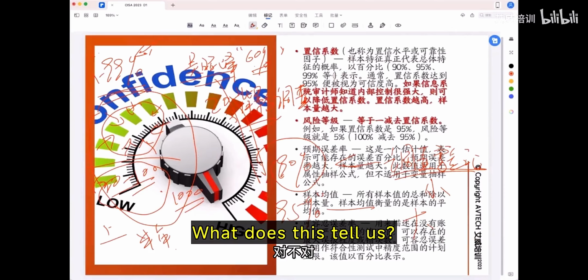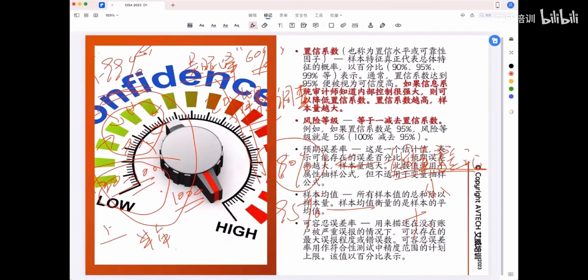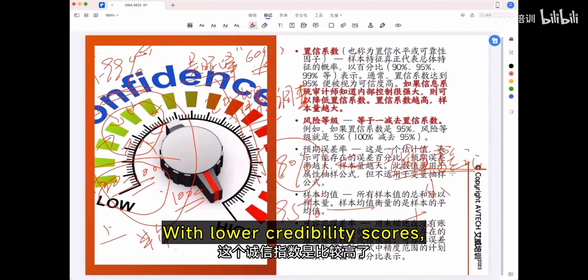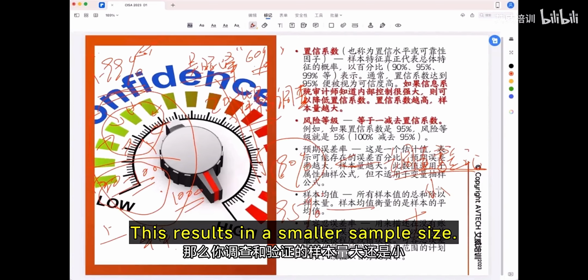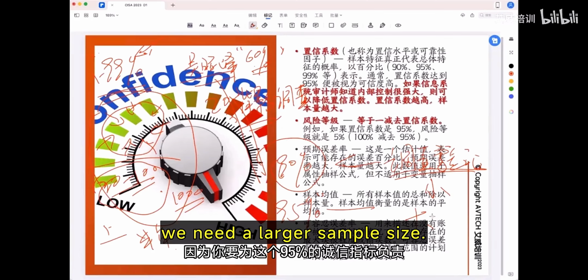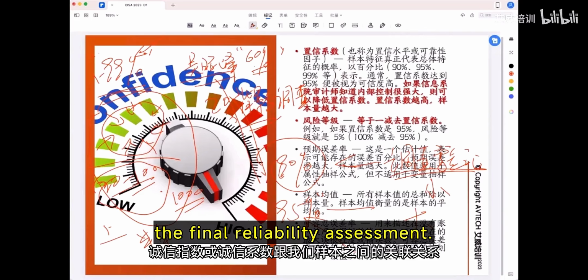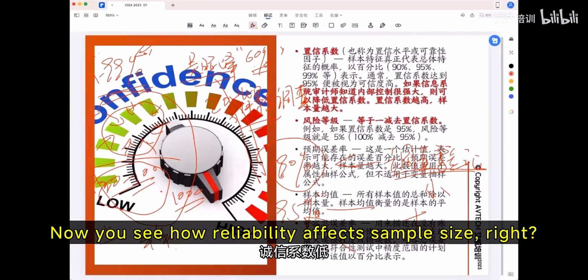What does this tell us? There's a direct relationship between credibility ratings and sample size. With lower credibility scores, this results in a smaller sample size. When reliability is high, we need a larger sample size. Whoa. Because you're responsible for the final reliability assessment. Now you see how reliability affects sample size, right?